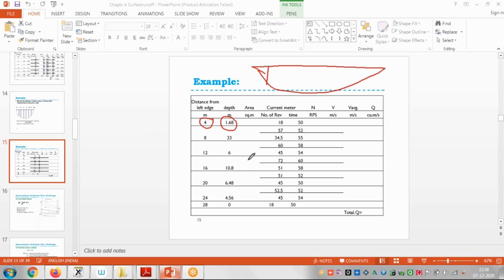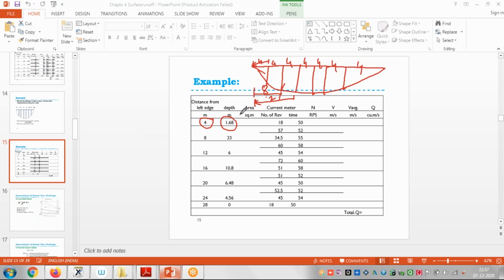1, 2, 3, 4, 5, 6, 7. 7 areas will become 1, 2, then 3, 4, 5, 6, and 7, right? So here from left to this distance is given as 4 meter. Then again this distance is given as 8 meter. Then this distance is given as 12, and likewise every distance is 4 meter, 4 meter, 4 meter. This is also 4 meter, 4 meter, and this is also 4 meter, right?